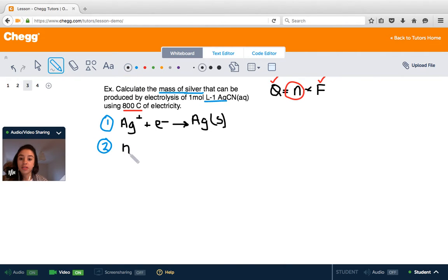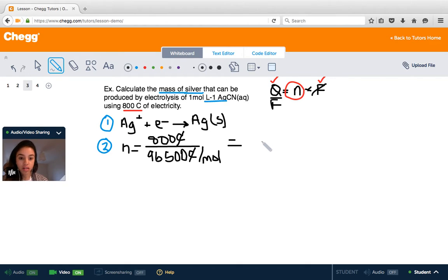So then I'm going to do N equals Q divided by F, right? When you plug in your numbers, that's 800 over Faraday's constant, which is 96,500. This is coulombs, and this is coulombs over moles. The coulombs are going to cancel, and we're going to be left with moles. Now I've already calculated this for the sake of time, but you can plug this into your calculator, and it would just be 8.29 times 10 to the negative third moles. Okay?